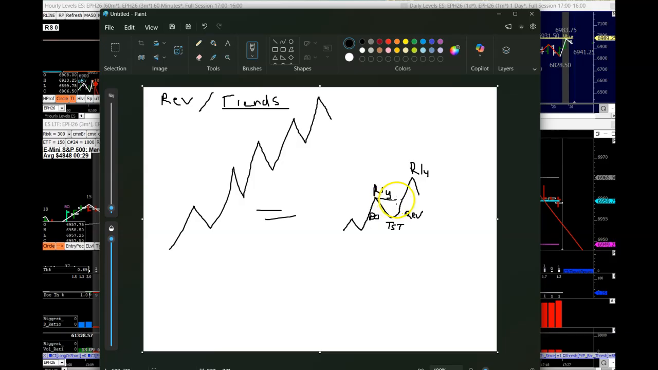And here we had a breakout again. Just pull back to test. You have a reversal.